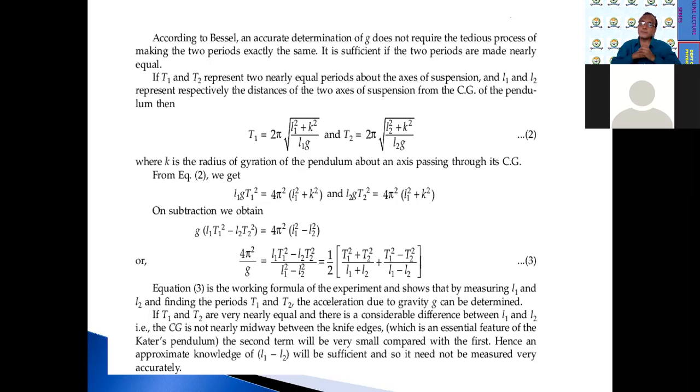So it will take a long time, isn't it? And therefore, in order to save time, to avoid the confusion or tedious work, or to avoid the bulk work, the scientist Bessel has given an accurate determination of g that does not require the tedious process of making the two periods exactly the same. That is, to avoid this bulk work, the scientist named Bessel gave a method: even if the time periods about both are not nearly equal, you can take T1 and T2. Mathematically, the theoretical formula has been given by the scientist Bessel.